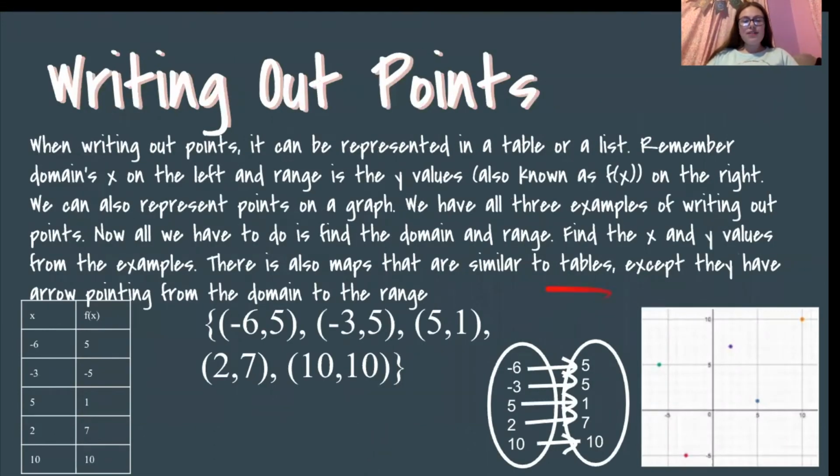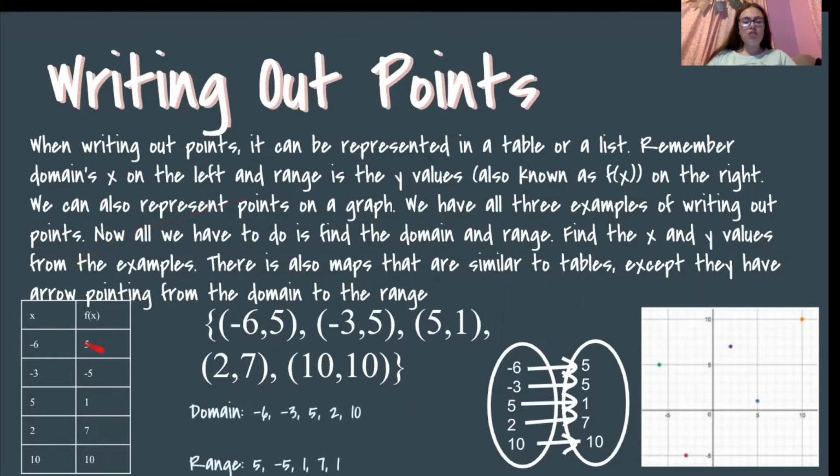When writing out points, they can be represented in a table or a list. Remember, domain is x on the left and range is y values, also known as f(x), on the right. We can also represent points on a graph. We have all three examples of writing out points. Now, all we have to do is find the x and y values from these examples. There are also maps, which are similar to tables except they have arrows pointing from the domain to the range.